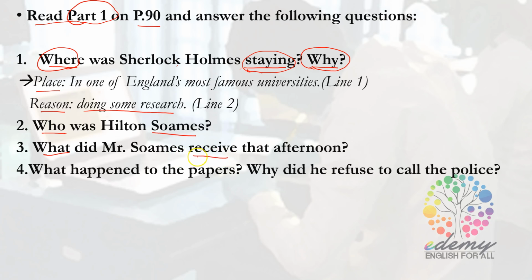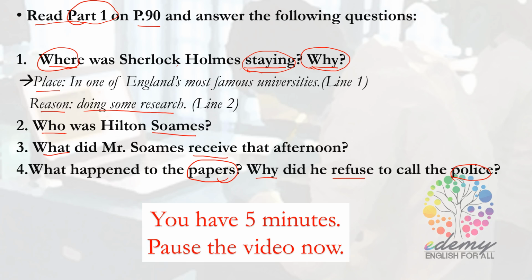the other. Okay, and then question 4, what happened to the paper? In here the clue is in the word "paper", and why did he refuse to call the police? The word "why", the word "refuse" and the word "police". And here are the clues that I give you. So you have 5 minutes in order to find the answer to this question based on those clues. Please pause the video on your own. Okay, now 5 minutes is gone.